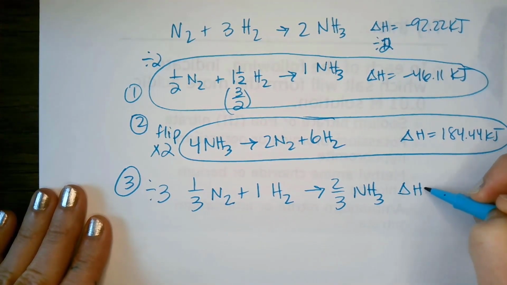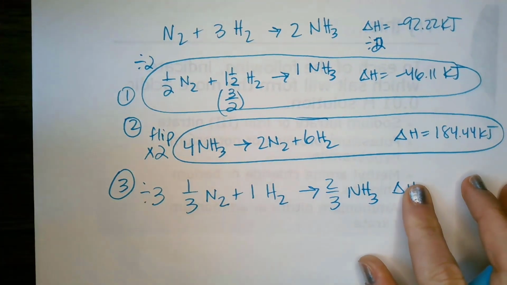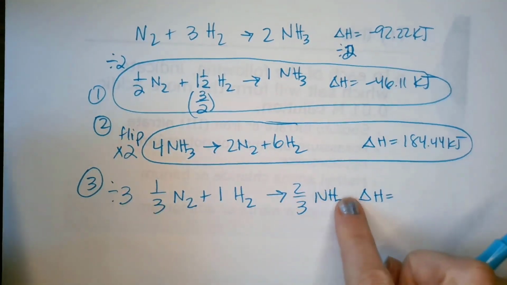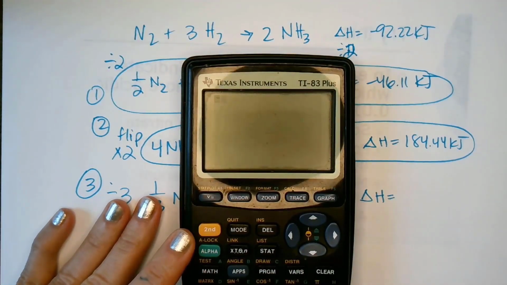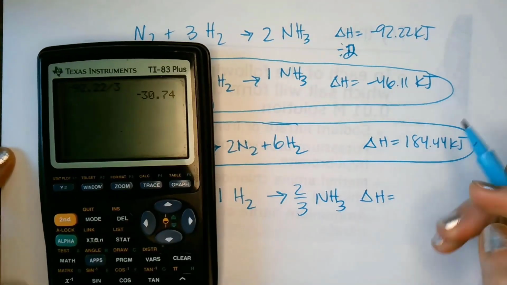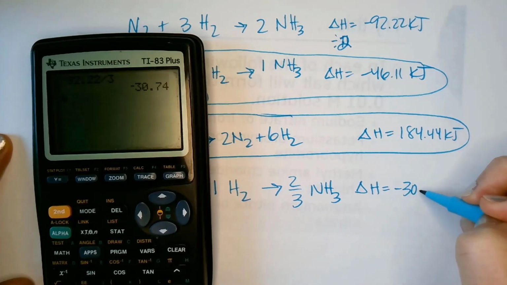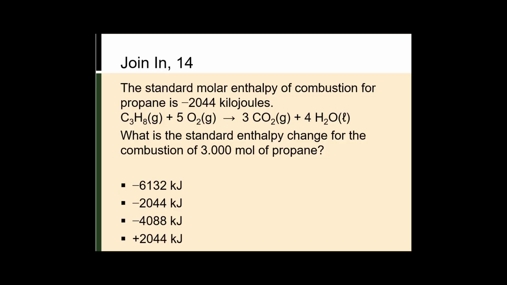And my delta H, again, I didn't flip anything. I'm leaving it in the same setup, but I need to divide my H by 3. So let's do negative 92.22 divided by 3. So I got a delta H of negative 30.74 kilojoules. Let's do a little bit more practice. See if you can find this out.